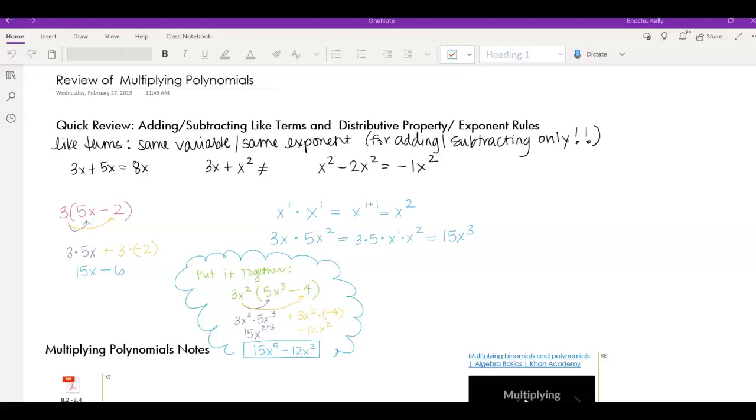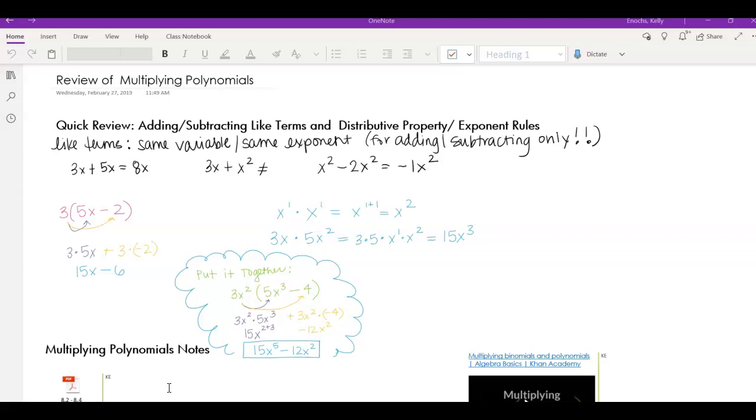All right, everybody. Next review topic is on multiplying polynomials. But before we do that, let's talk about a couple of things that we have already learned about. First is adding and subtracting like terms. If you remember, like terms are the same variable and the same exponent, and when you add or subtract them, you're just going to add or subtract the numbers in front of your like terms.